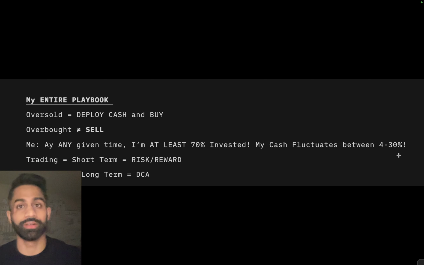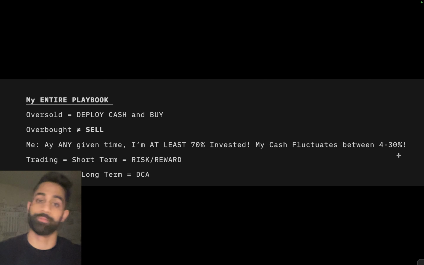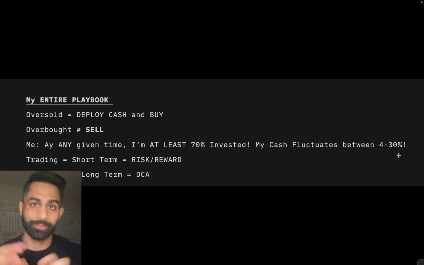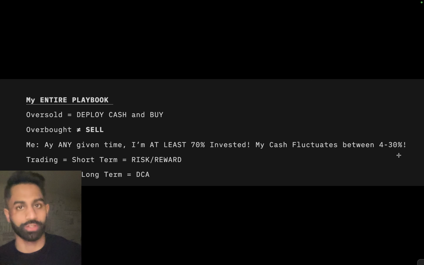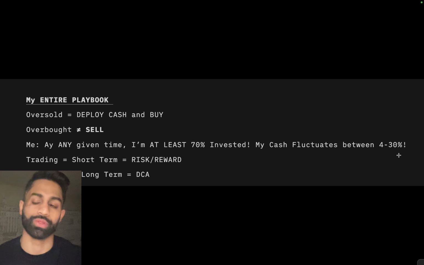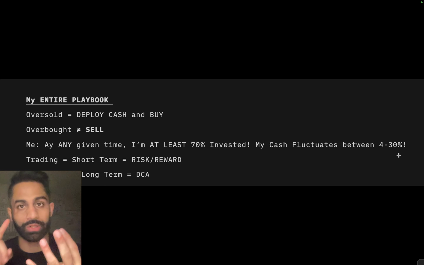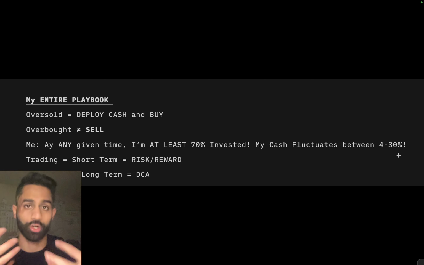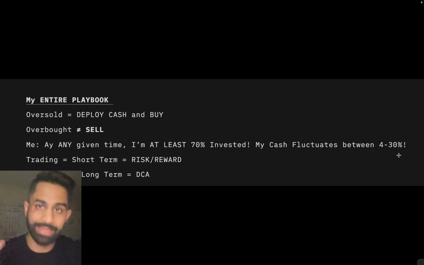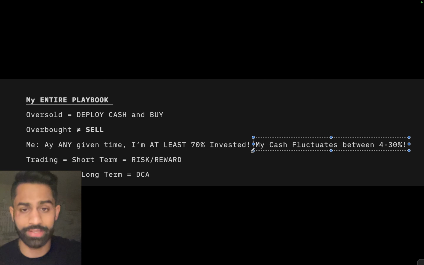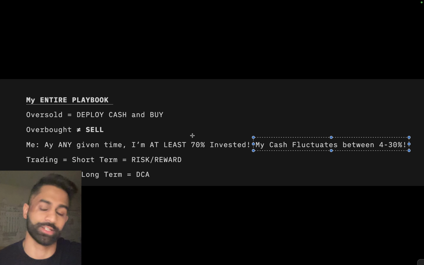4%, as you can imagine, if my cash level is at 4% and I am 96% invested, that simply means that I am very bullish on the markets, right? I'm seeing a lot of deals out there, and that happens when markets are oversold. They're cheap. I'm seeing a lot of opportunities in the market, and I'm aggressively dollar cost averaging and deploying cash into the market. So my cash fluctuates between 4 and 30%, and I'm at least 70% invested in the markets.